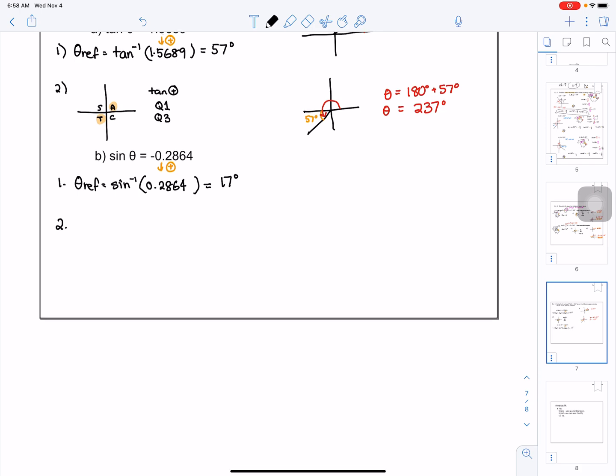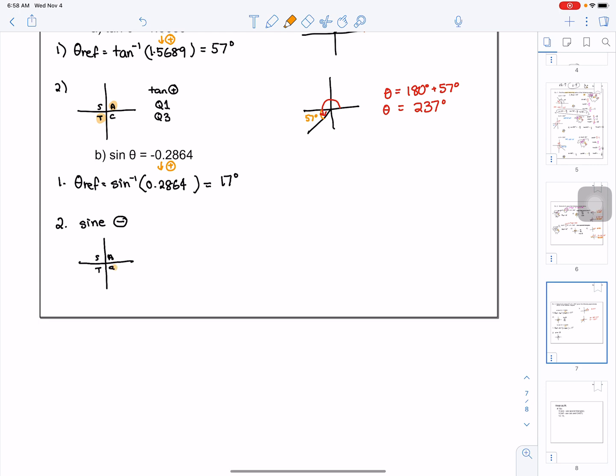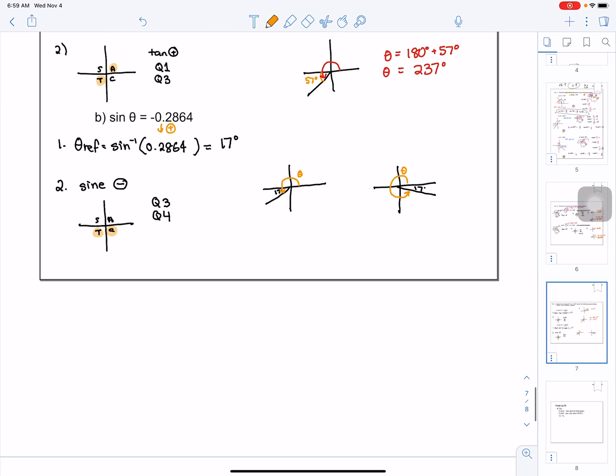Now we take into consideration that the sine value is negative. It gives us location on our standard position grid, if you want to call it that. Sine is negative in the C quadrant and the T quadrant, which means my answers are going to be coming from quadrant 3 and quadrant 4. So here's my 3, here's my 4. I'm going to draw a 17-degree reference angle there, 17-degree reference angle there. So this would be my rotational angle, and that would be my rotational angle.